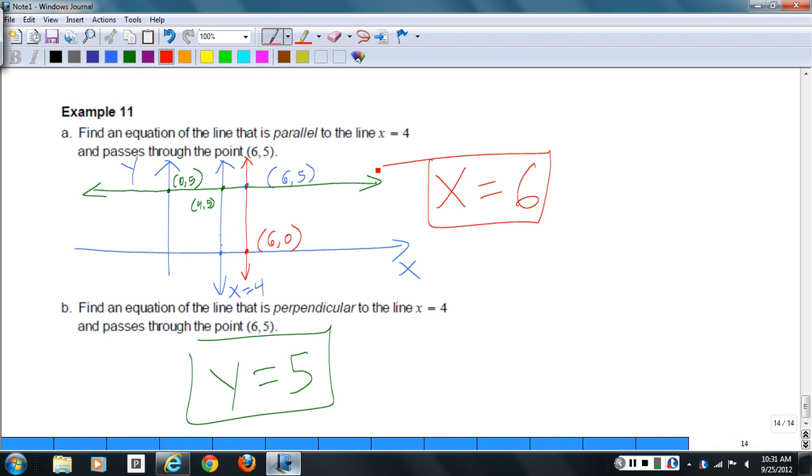Not a difficult problem, but vertical versus horizontal, you don't need to pull out the point slope form for that. Point slope form will work for the horizontal line, but you don't need it, and it won't work for the vertical line. So just some observations.